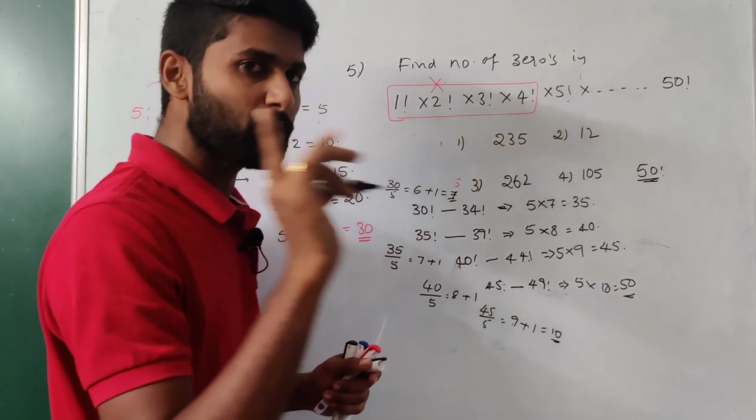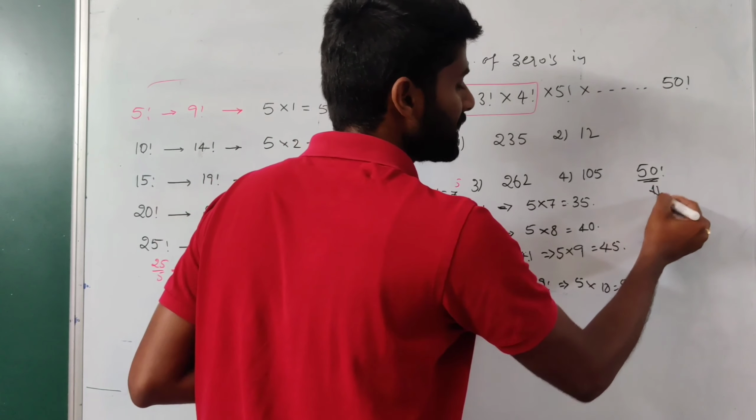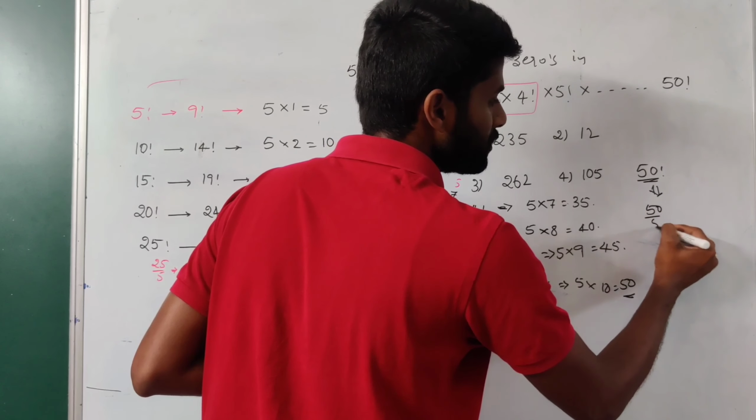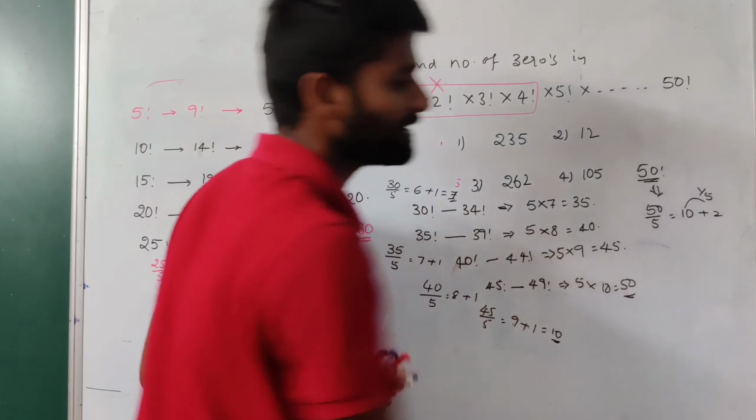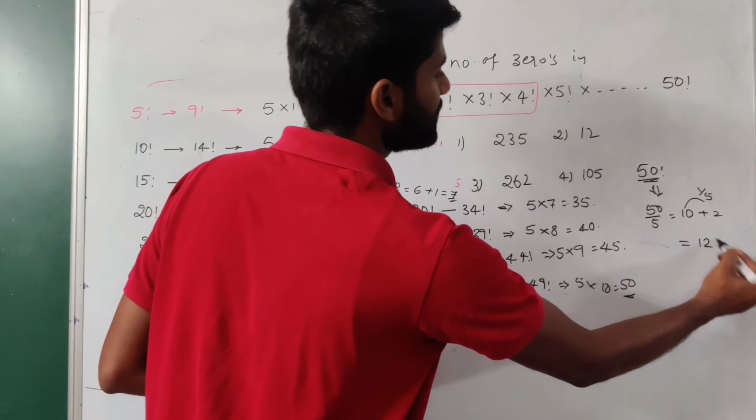50 factorial is only one number. It means the total number of zeros: 50 divisible by 5 is 10, and 10 divisible by 5 the value becomes 2. So the total number of zeros is 12.